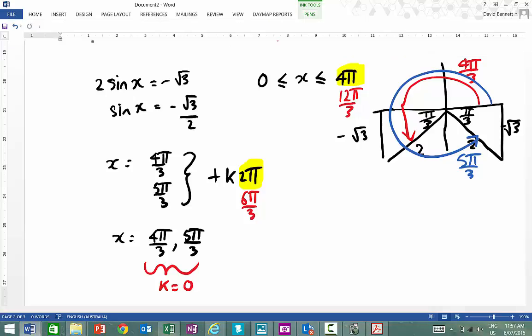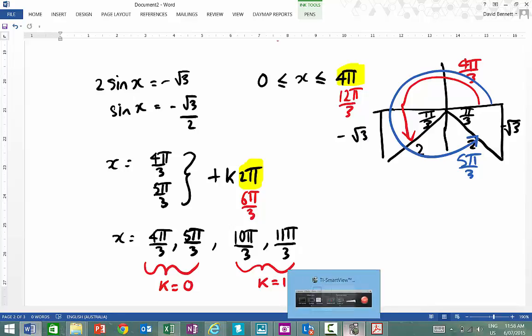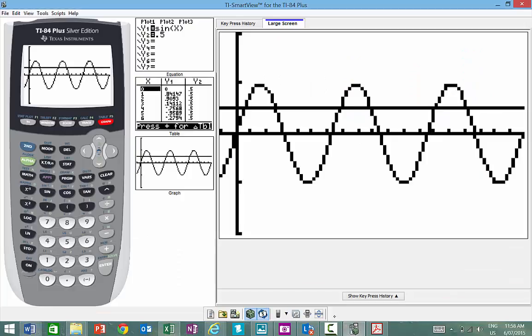Now, the next thing we're going to do is add on our particular values of 6 pi on 3. So 4 pi on 3 plus 6 pi on 3 is going to give me 10 pi on 3. 5 pi on 3 plus 6 is going to give me 11 pi on 3. Now that's both less than 12, and so therefore we know that that is going to fit in our region, and that's k is equal to 1. If I add any more, I know I'm going to go over 12 pi on 3, so therefore that's an issue.